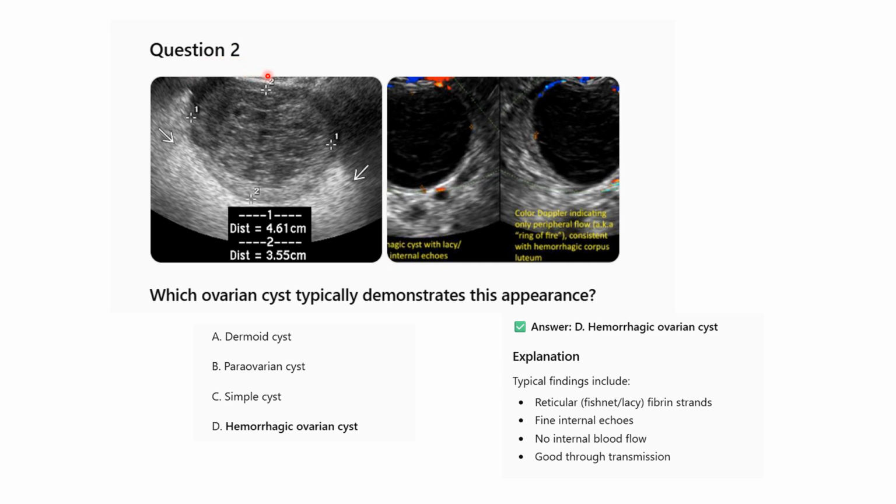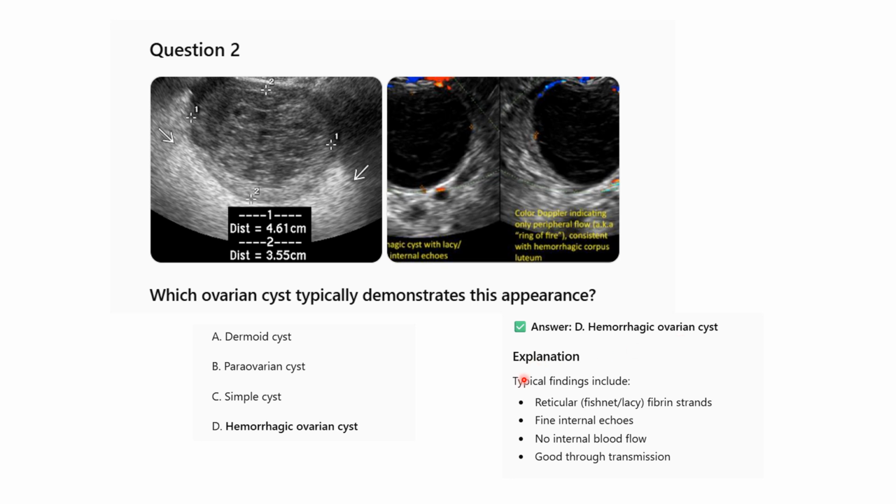Question number 2, we have this lesion here. Which ovarian cyst typically demonstrates this appearance? You see this appearance that we are having there, that's the reticular pattern. A. Dermoid cyst. B. Para-ovarian cyst. C. Simple cyst. D. Hemorrhagic ovarian cyst. So our answer is D, which is the hemorrhagic ovarian cyst.